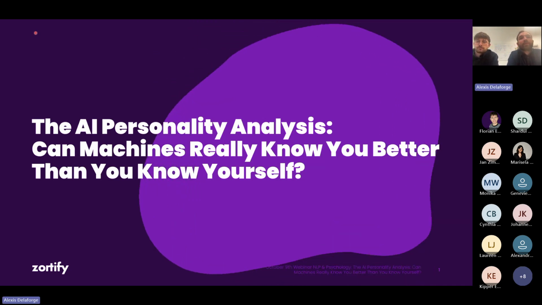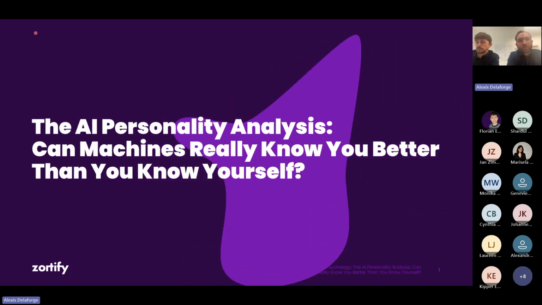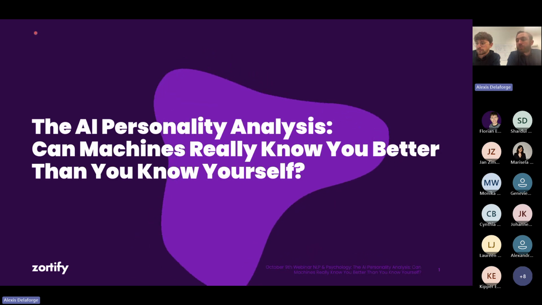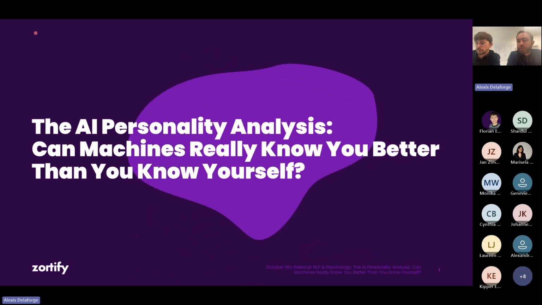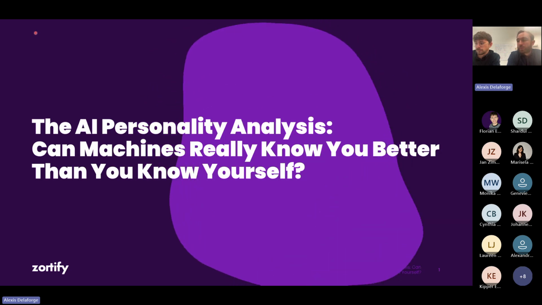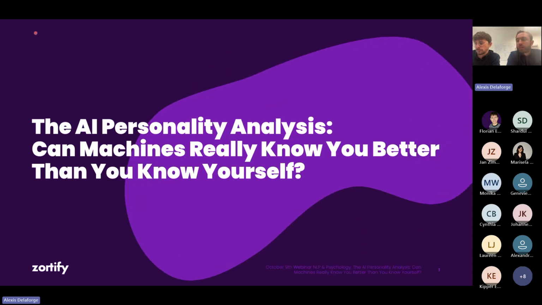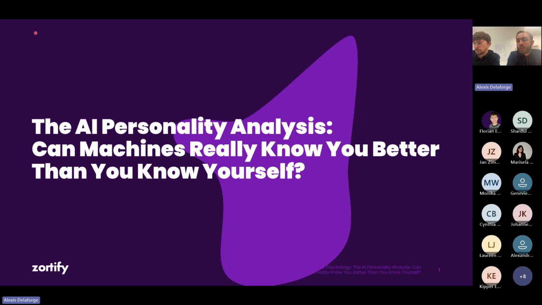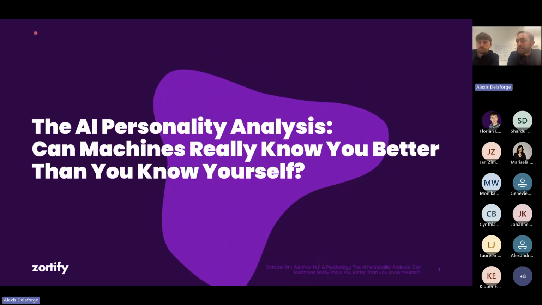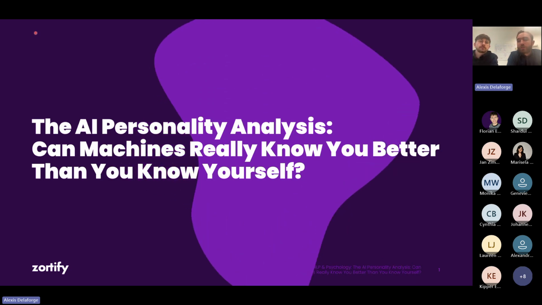And today we would like to discuss the subject of personality analysis. It's the use case we will use today to discuss AI and psychology in general. We will present to you what we do at Zortify throughout the presentation. Then there is a later part at the end in which you can activate your camera and your microphone, and during this session, we will discuss what use cases you see about AI and psychology in your area of work.